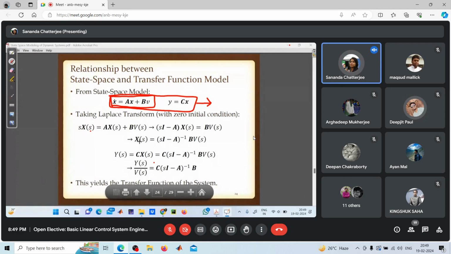We can now write X(s) as (sI minus A) inverse B V(s), and Y can be written as C into X(s), which is C into (sI minus A) inverse into B V(s). You know that the transfer function is the ratio of the Laplace transform of the output to the Laplace transform of the input. Therefore, Y(s) by V(s) can be represented as C (sI minus A) inverse B.